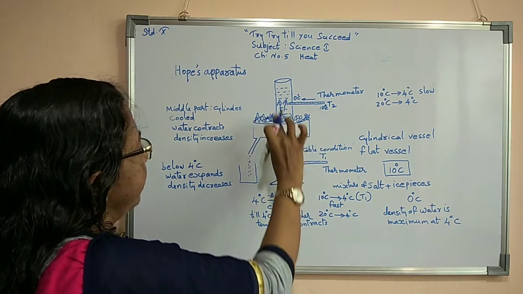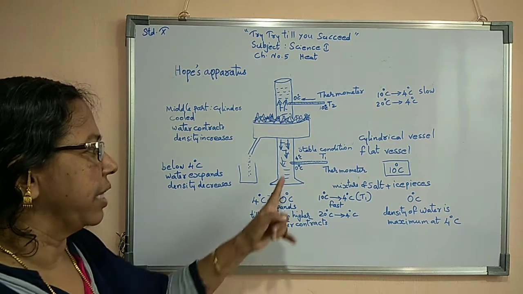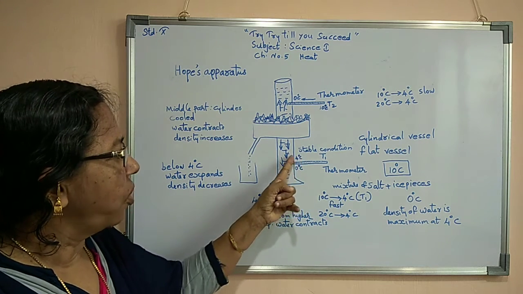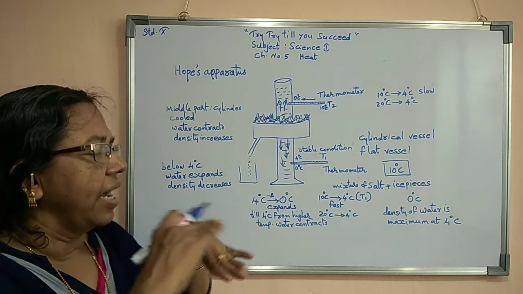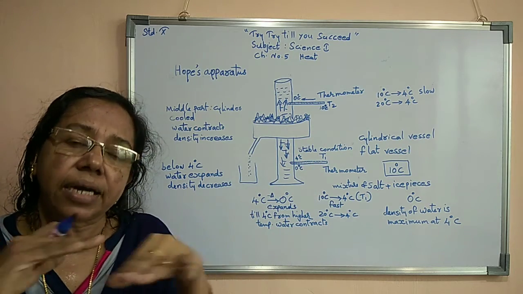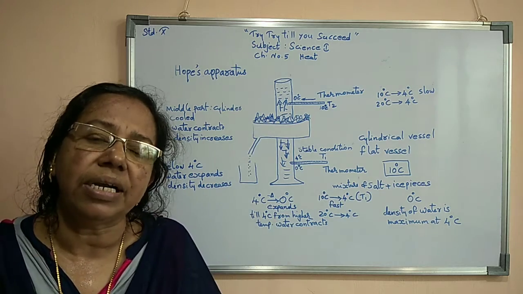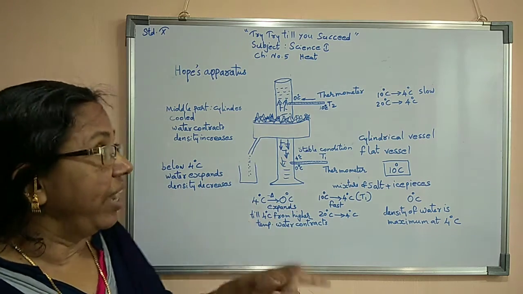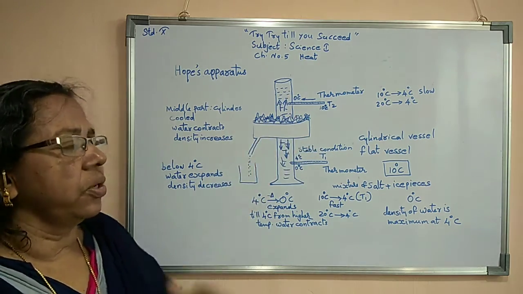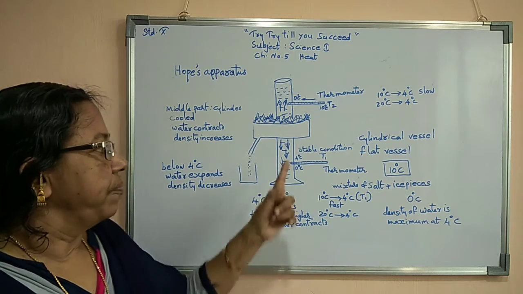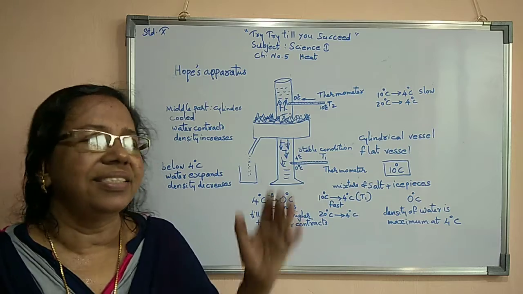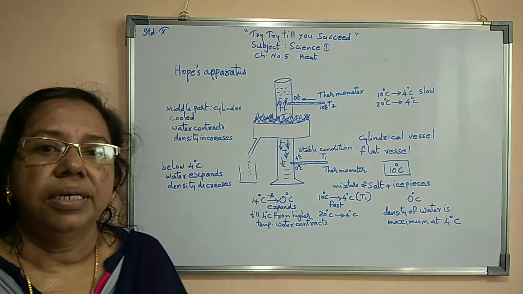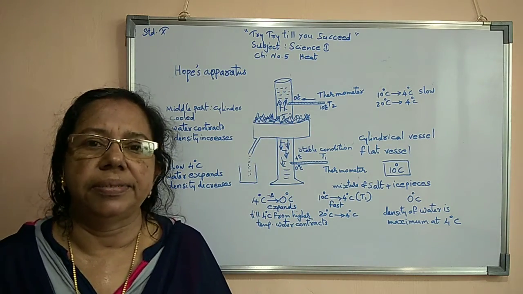Here, everywhere, the temperature then became 0 degrees Celsius. So once 4 degrees Celsius was shown by the lower thermometer, that 4 degrees Celsius remained for some time in a stable condition, for a fixed time. When this thermometer showed 0 degrees Celsius, later this thermometer showed 0 degrees Celsius. This is the functioning of the Hobbs apparatus.